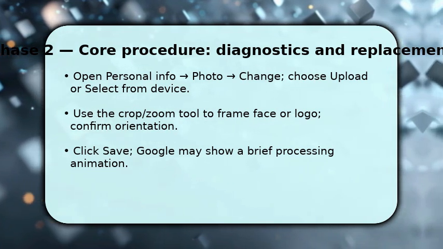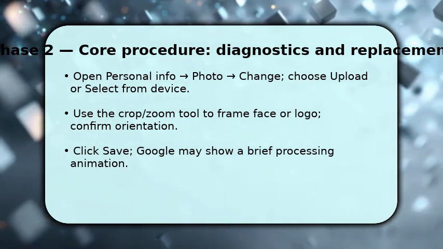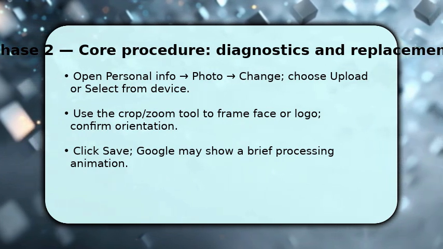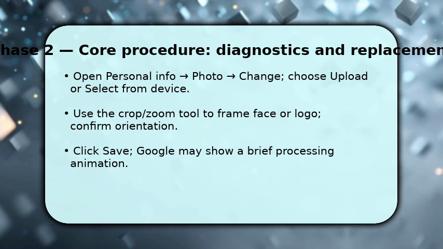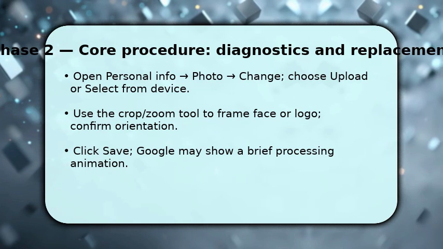You'll see a crop and zoom tool. Use it to center faces or logos because that determines how the photo appears across services. Once framed, click Done or Save. Google often processes the image for various sizes, so you may notice a short delay.